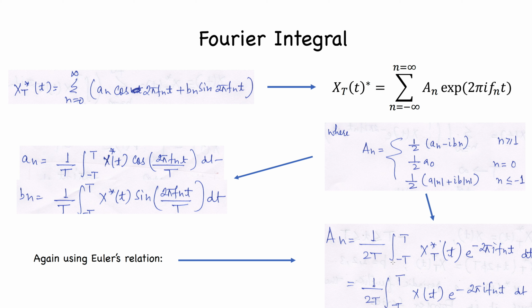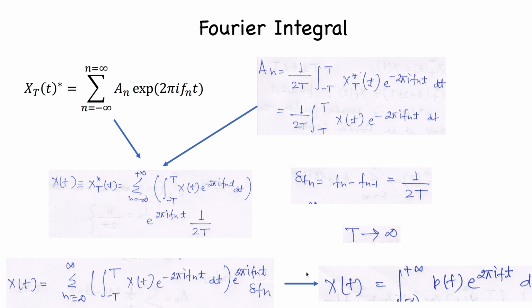x star t, function of small t, e to the power minus 2 pi fn t dt. So you see that between minus T to T, the x star function is periodic and it is equivalent to x t. So we can write this integration in the form of x t itself. So 1 by 2T, integration from minus T to capital T of x function of t e to the power minus 2 pi fn t dt.